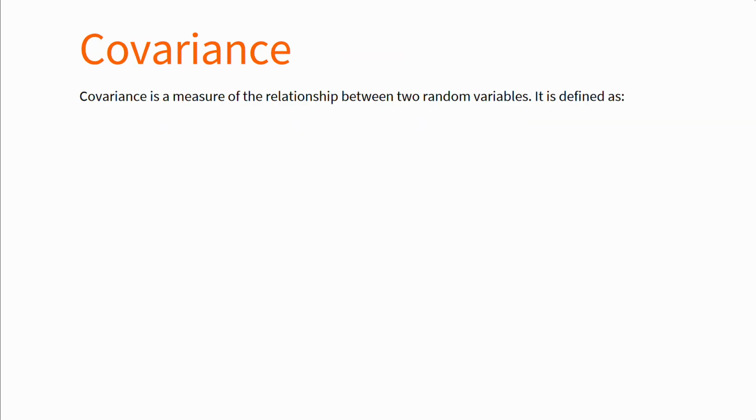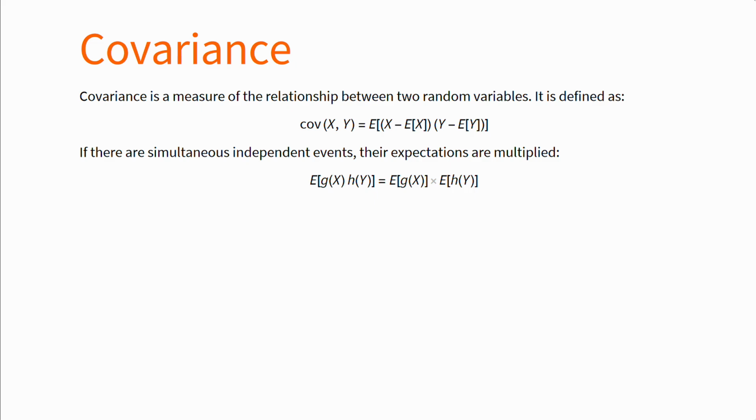Covariance is a measure of relationship between two random variables. It's defined as the expectation of the first random variable minus its mean times the second random variable minus its mean. The property of independent variables being different can be explained by the fact expectation allows us to isolate independent variables like this. Let's cover a few properties of covariance, so you get an intuition.